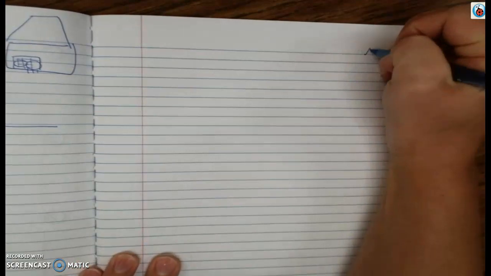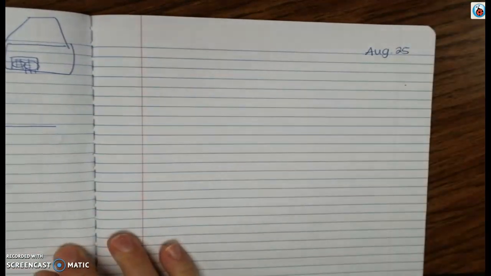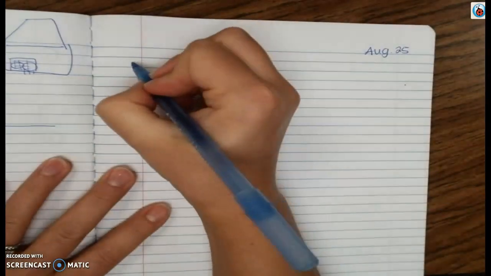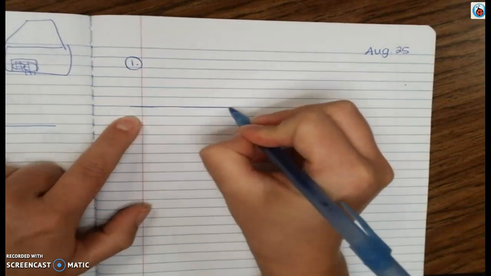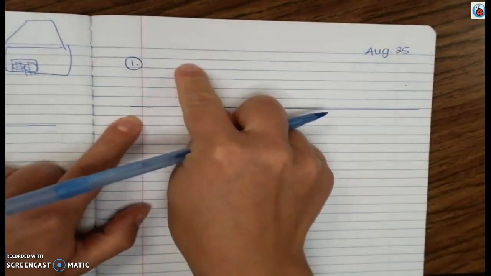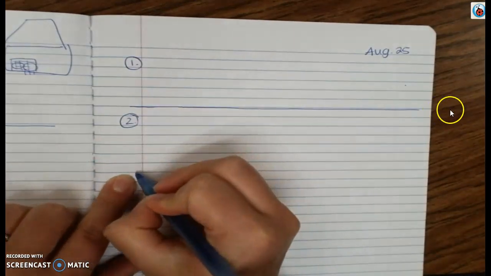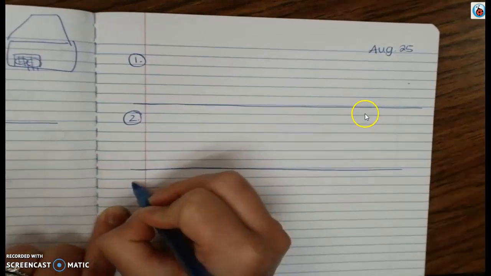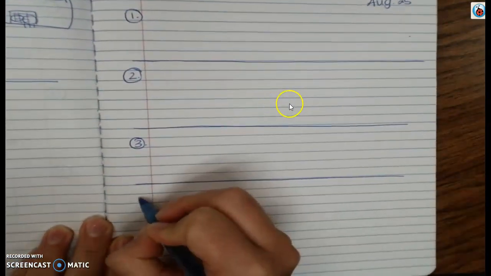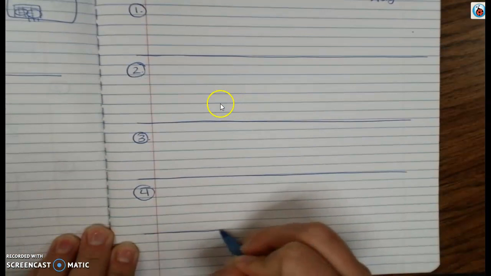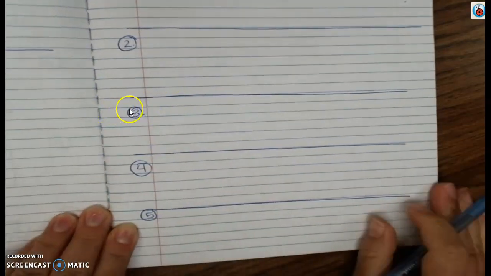Okay, I'm going to write today's date at the top, August 25th, and I'm going to write 5 sentences. Now look to see how I'm organizing it. I'm going to go ahead and organize. I think that's plenty of room to write 1 sentence. Plenty of room to write my 2nd sentence. Plenty of room to write my 3rd sentence. Plenty of room to write my 4th sentence and my 5th sentence, okay?